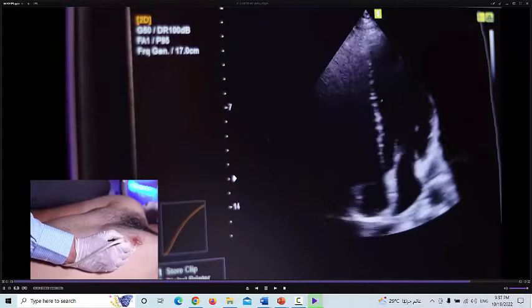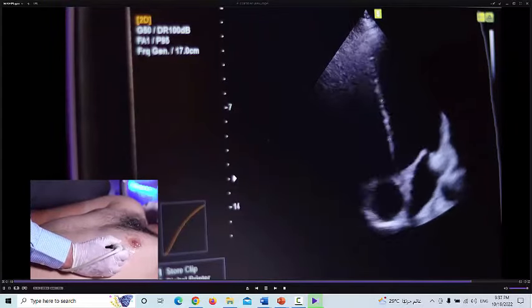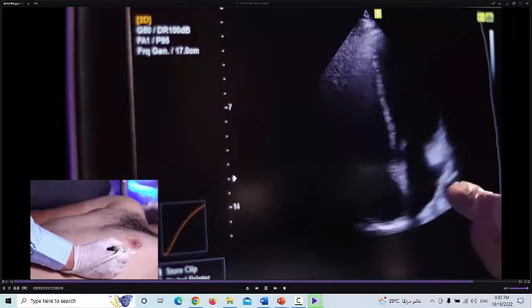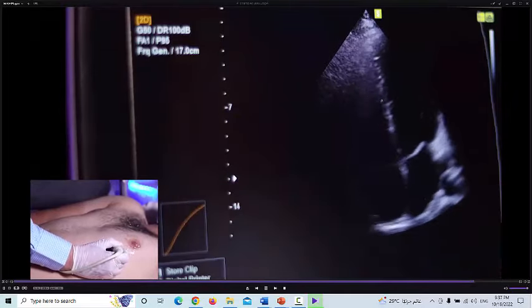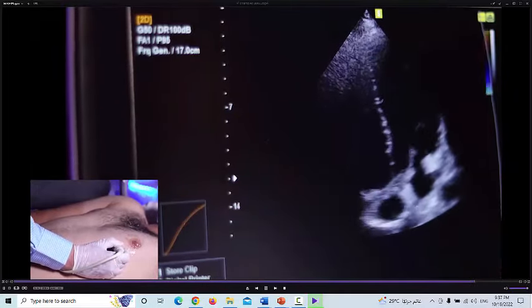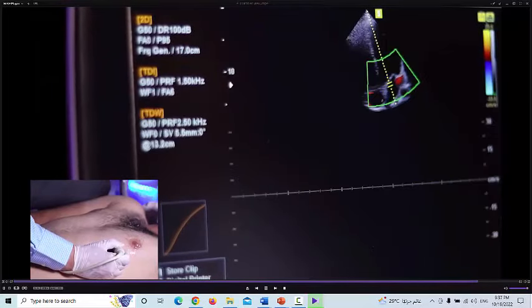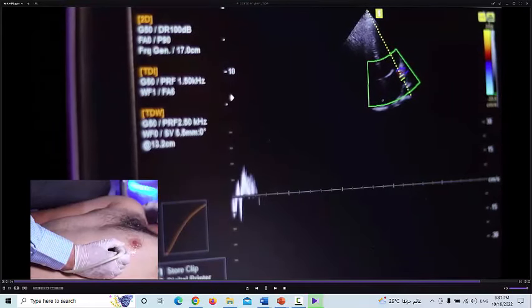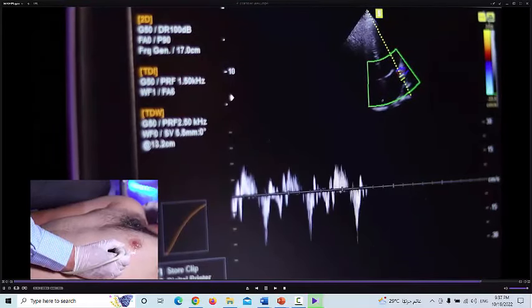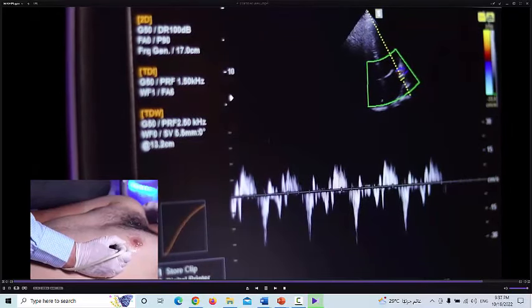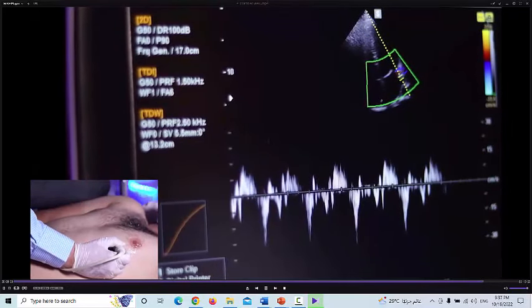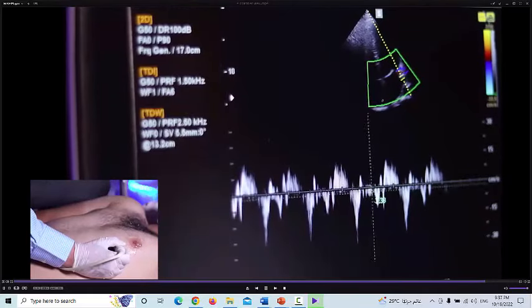And I can measure the S prime of the lateral mitral valve annulus. Pulsed wave, I will put parallel to the lateral annulus. And it will give the same. I will measure, I will take S prime.